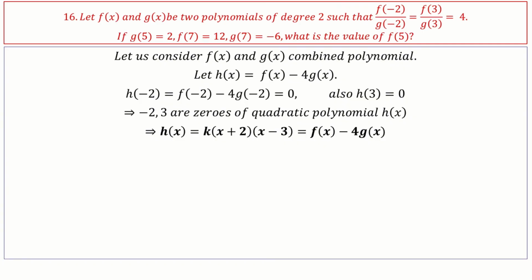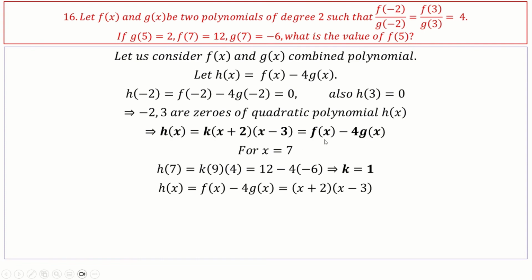Why k times? Because this is a polynomial, and we need to identify the value of k. This is nothing but f of x minus 4 times g of x. Now, how to get this value of k? Whether k is 1, 2, 3, what is the value? For that, I am already given extra information here: f of 7, g of 7 is given. So substitute, what is the value of h of 7? For x equal to 7, h of 7 equals k times 9 times 4 equals f of 7, which is 12, minus 4 times g of 7, which is 4 times minus 6. So overall I will get k equal to 1. This is also 36 and 36. So k is equal to 1.